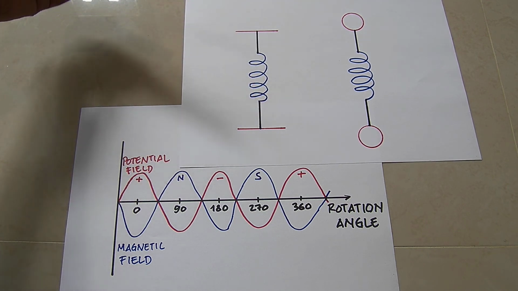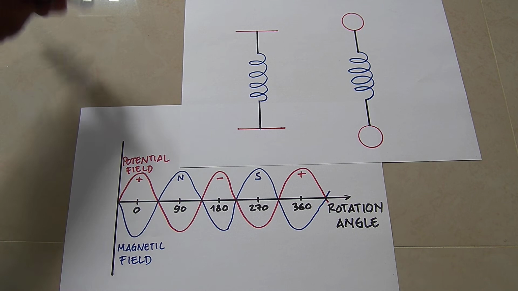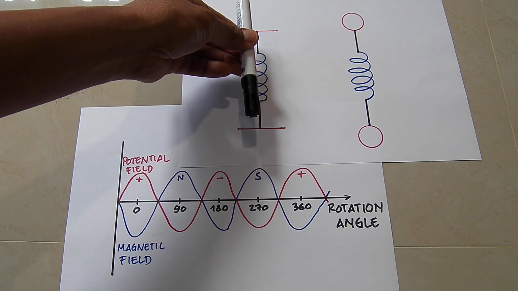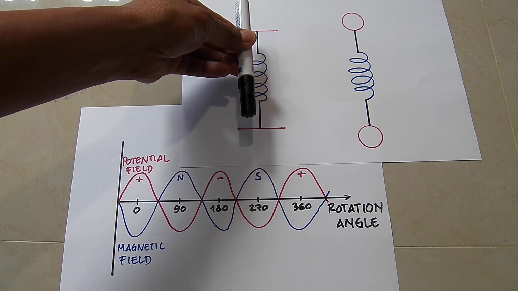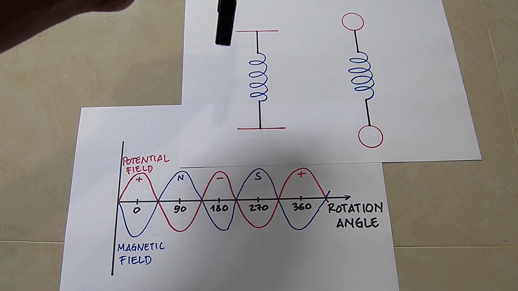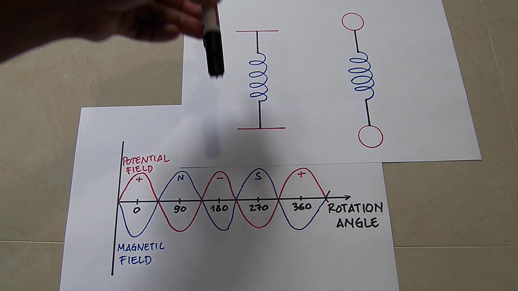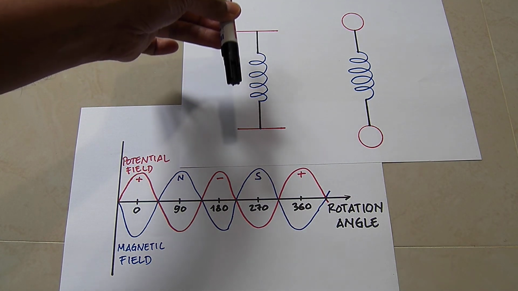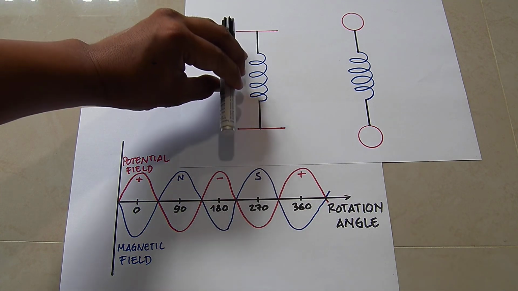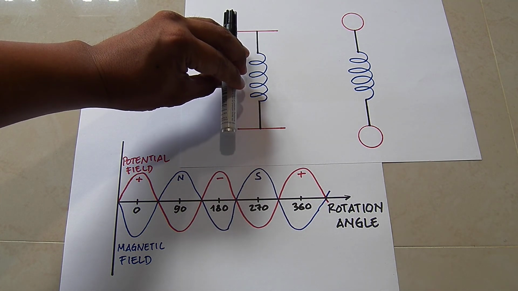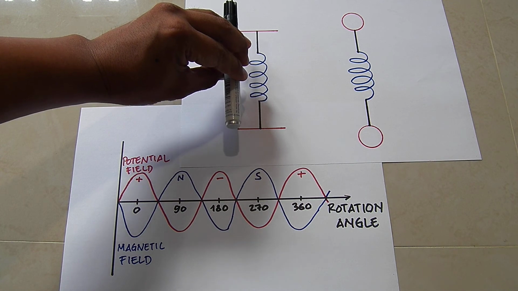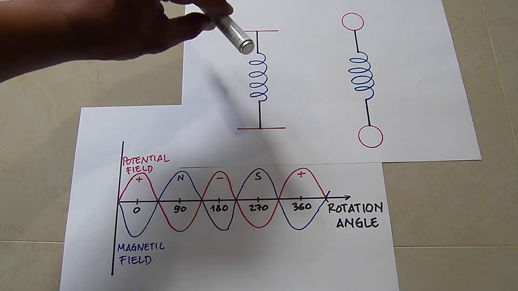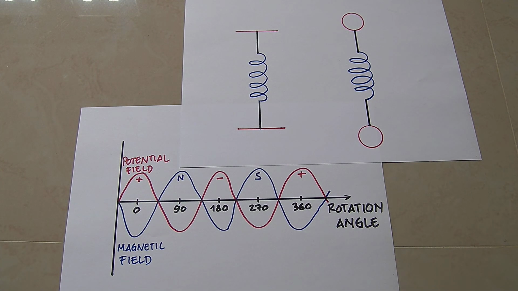Okay, so it will be like this: positive, and then north pole to the bottom, and then negative, and then south pole, and then again positive, and so on.